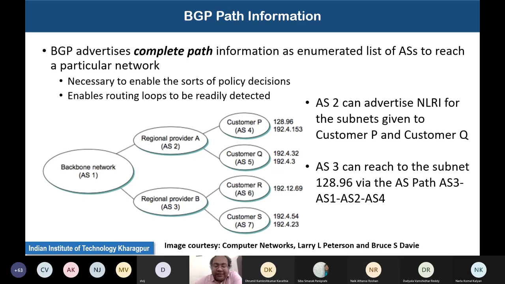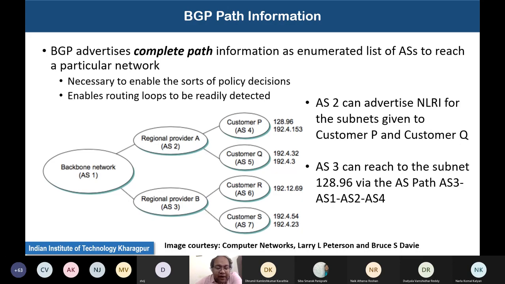Now, this is also necessary to enable policy decisions, because I need to see whether two autonomous systems can directly transfer traffic between each other based on their existing business policy or not.